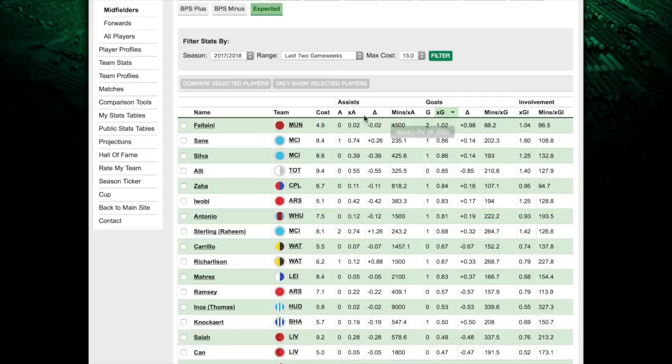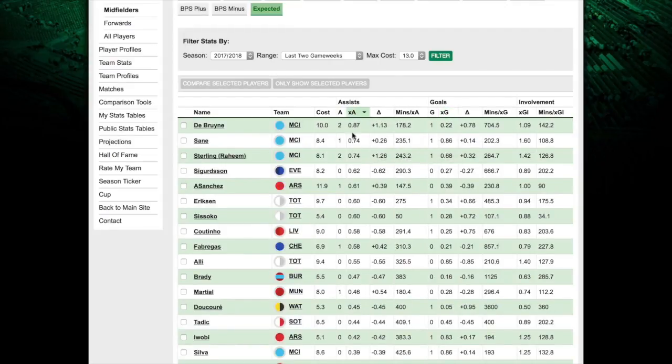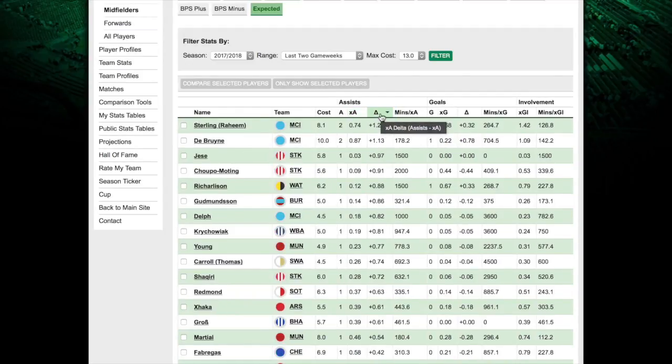That's for expected goals. We've got assists as well, so we can see that De Bruyne got 2 assists, and his passes were expected to award him 0.87 assists. Remember, this is Opta assists, not fantasy assists, because they're very different. And there's the delta again, so we can see what players have over or underperformed, and we can sort by that column to see that at a glance.